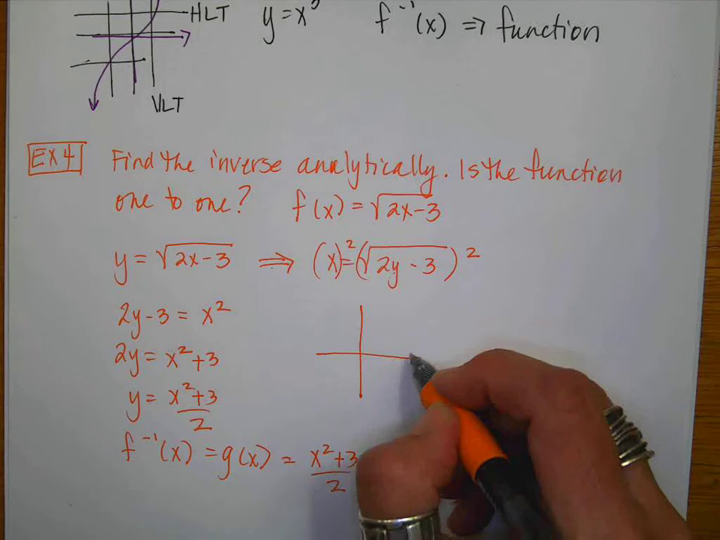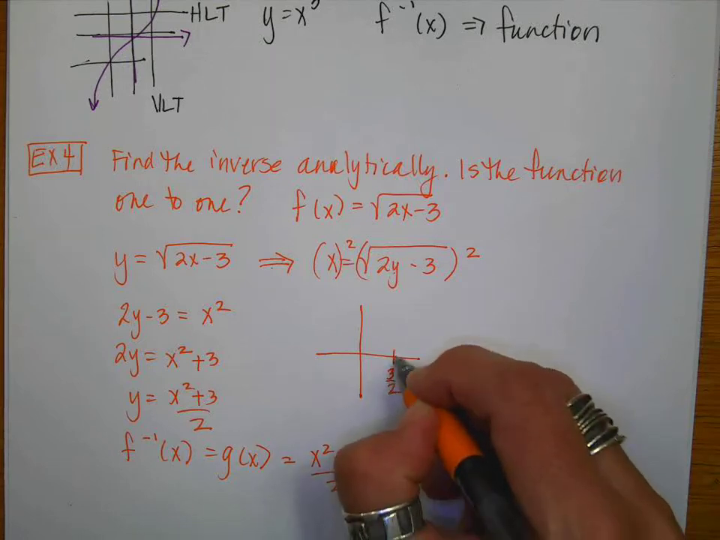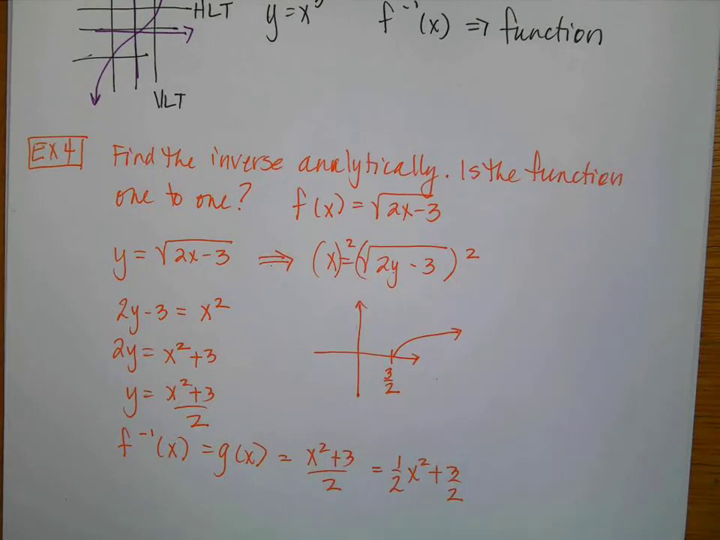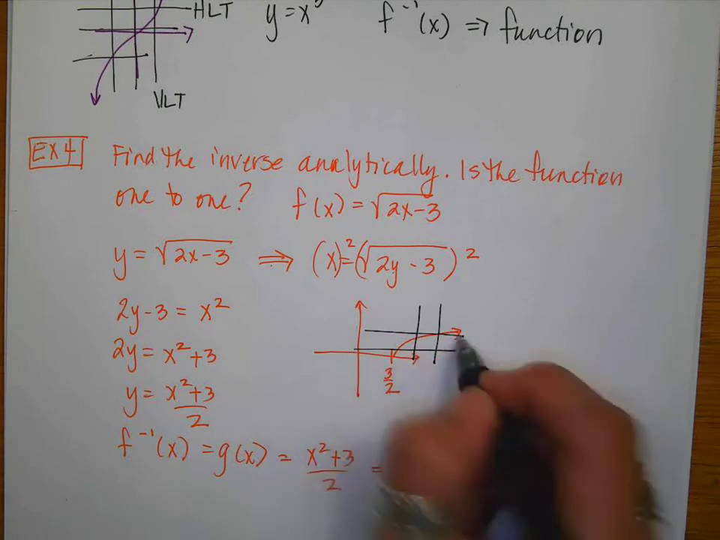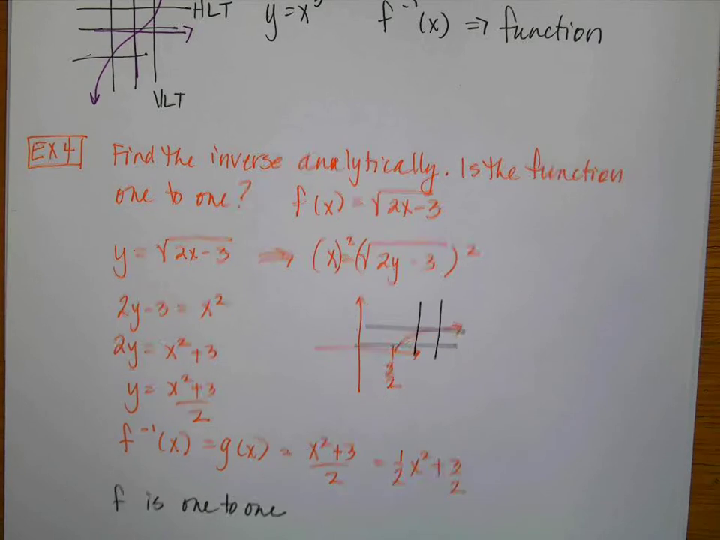So then what I'm going to do is I'm going to actually go back to the original function, and I'm going to graph it. And so it has an x-intercept, sorry, bad math, right there. Then if I look at my function, it passes the vertical line test and the horizontal line test. So then I would say that f is 1 to 1.